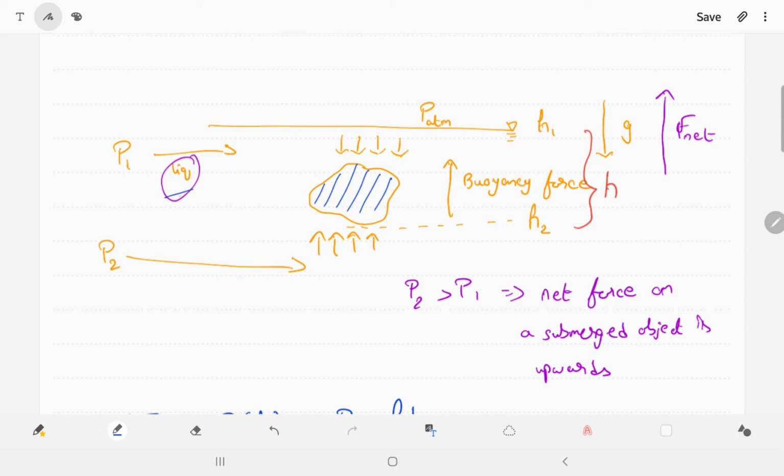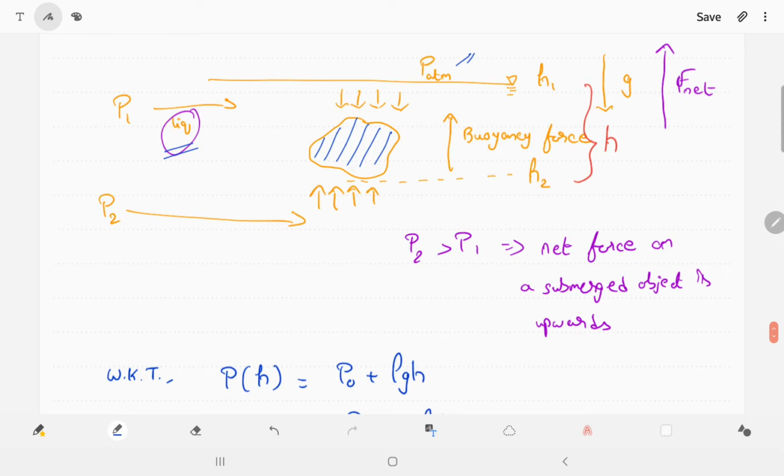We submerge it in a liquid, and the outermost pressure is atmospheric pressure. Let the pressure at this point be P1, and the pressure below the submerged object be P2. Now, if gravity acts in the downward direction, then the buoyancy force, according to its definition, will act in the upward direction. That means this object is experiencing two forces: the force applied by the pressure at point P1, and the force applied by the pressure at point P2.